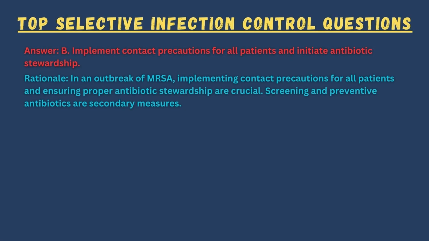Answer. B. Implement contact precautions for all patients and initiate antibiotic stewardship. Rationale. In an outbreak of MRSA, implementing contact precautions for all patients and ensuring proper antibiotic stewardship are crucial. Screening and preventive antibiotics are secondary measures.